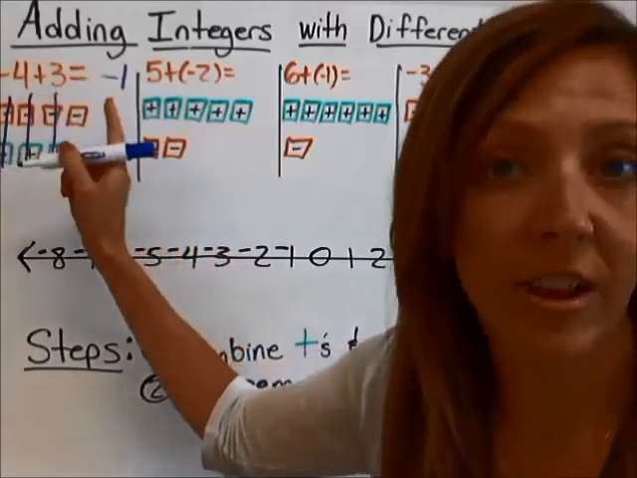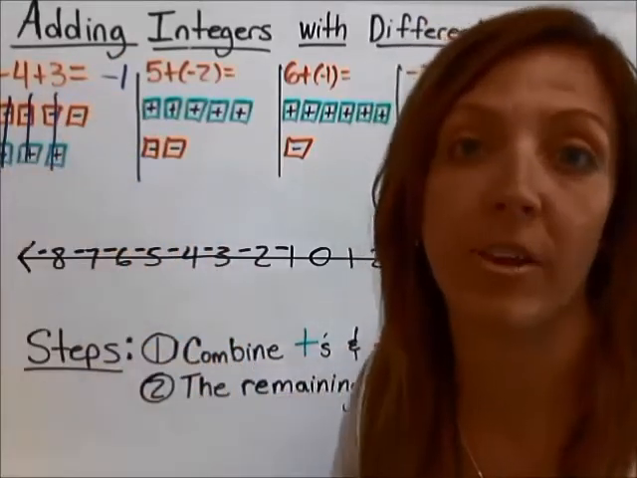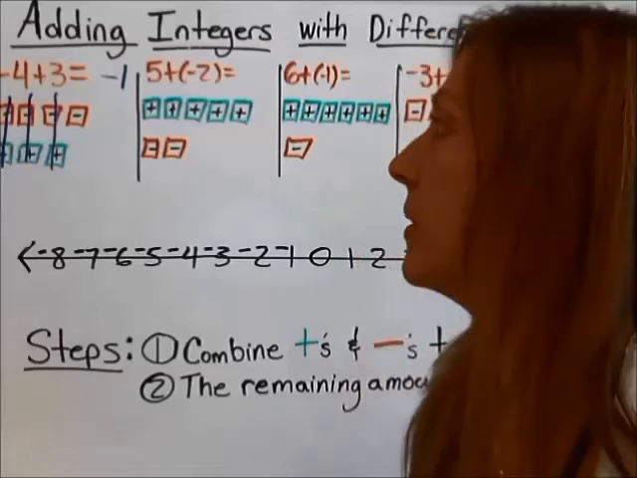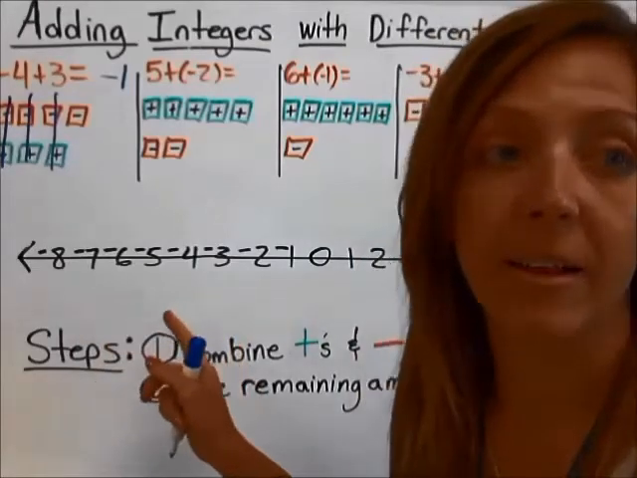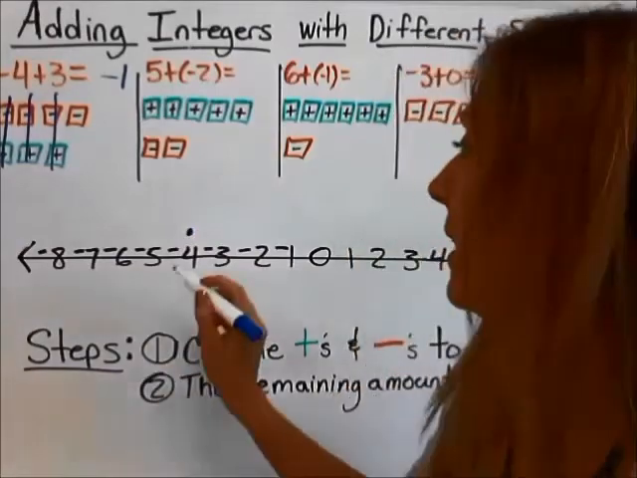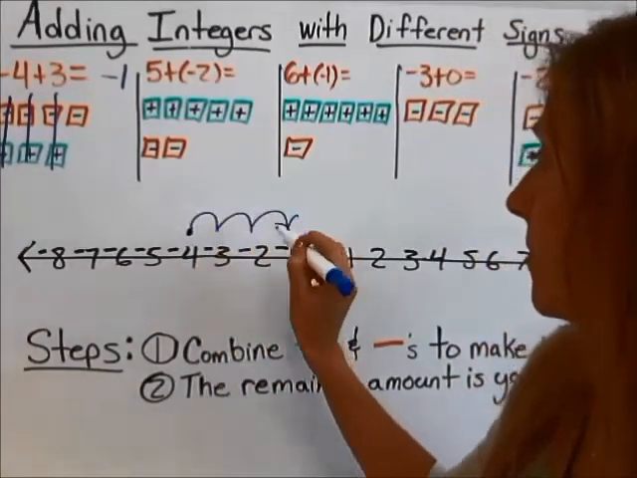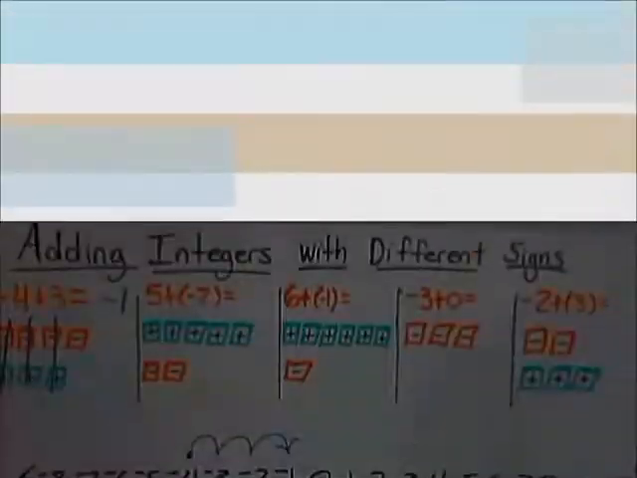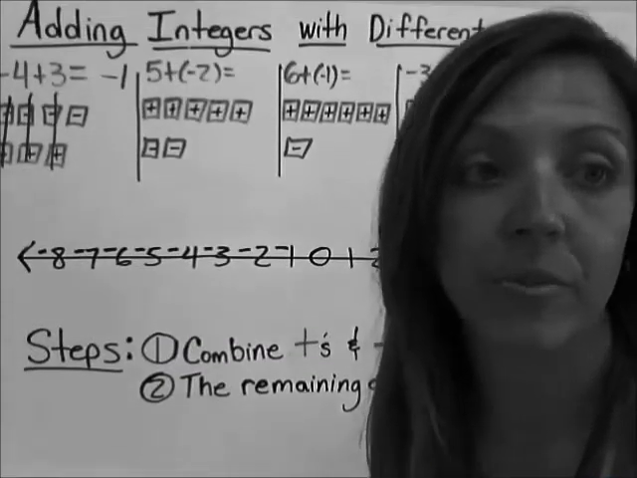If I owe $4 and I have $3, I can pay the person I owe $3, but I still owe $1. Let's look at that on the number line. -4 plus 3 equals -1.